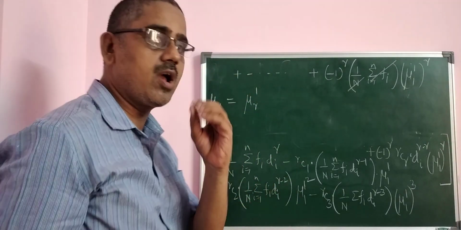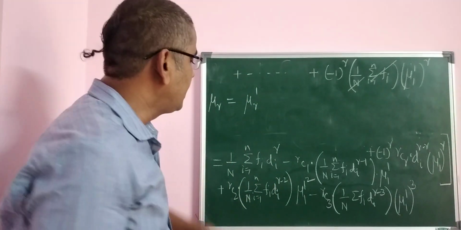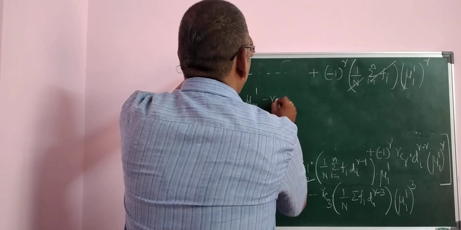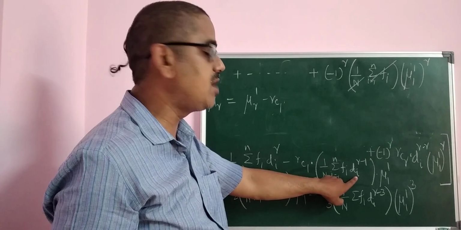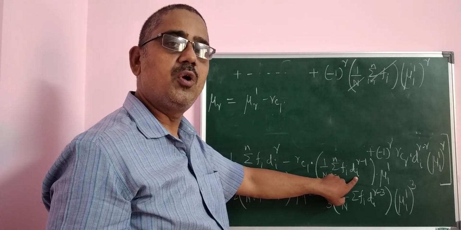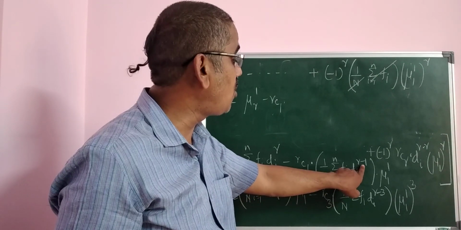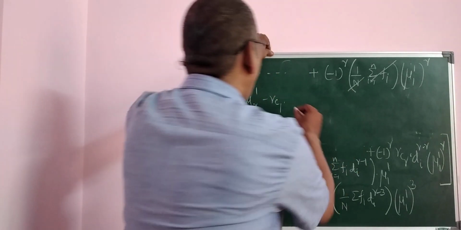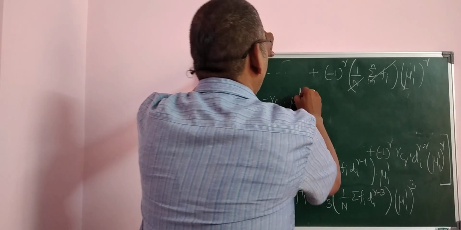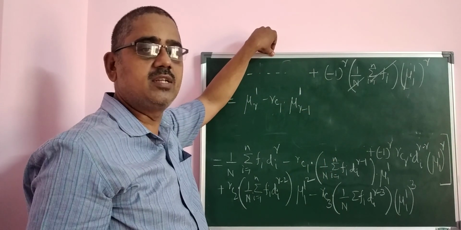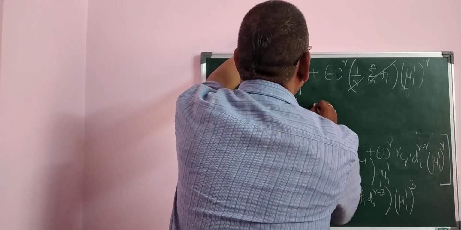Now I am writing the formulas. Minus rC1 multiplied by, this is the formula, 1 by n summation f_i into d_i power r minus 1, mu r minus 1 dash, the r minus 1th moment, mu r minus 1 dash. Non-central moments again, the formula, multiplied by mu1 dash.